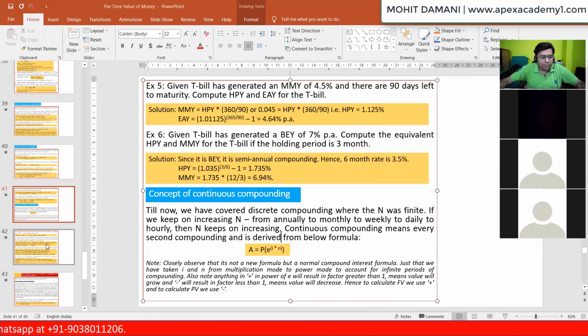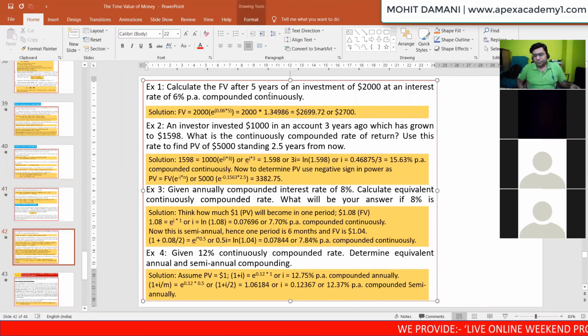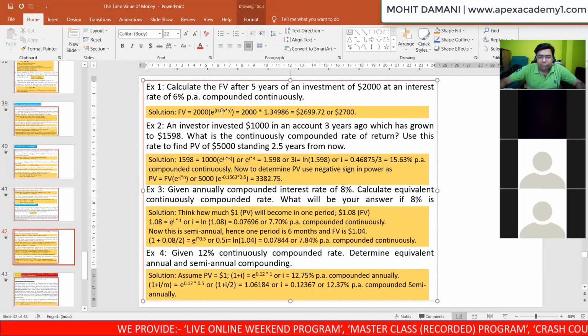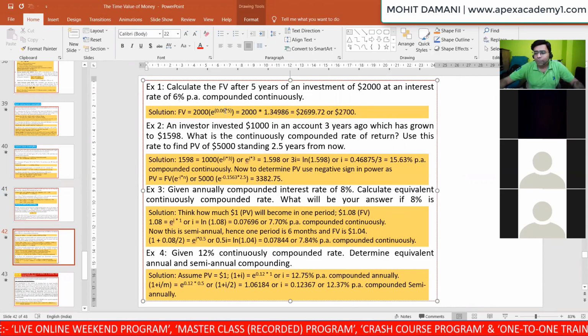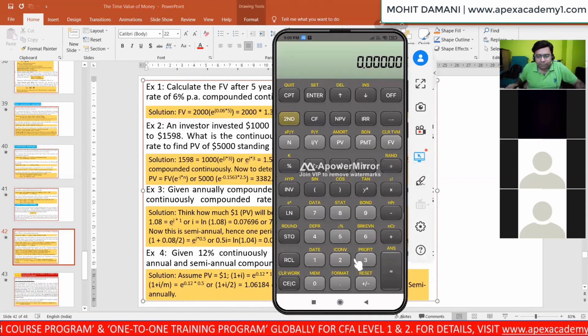Now let's solve one question, then you will get it. Calculate the FV after 5 years of an investment of $2,000 at an interest rate of 6% per annum, continuously compounded. How to go about it? This is the formula, and we need to calculate e to the power this. Correct?